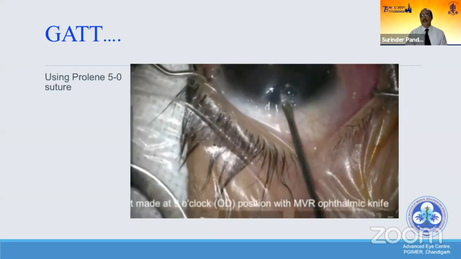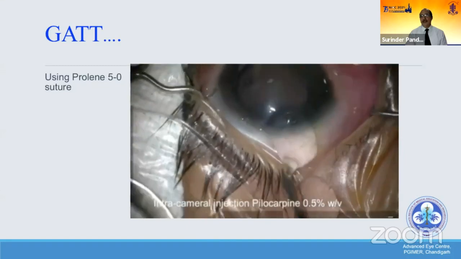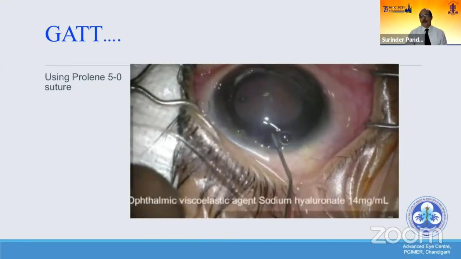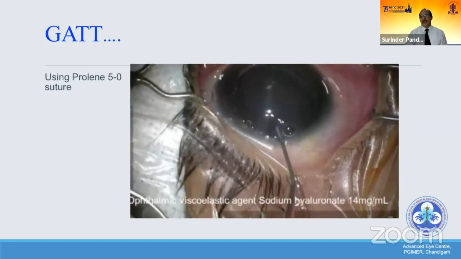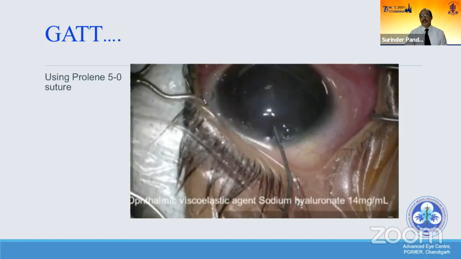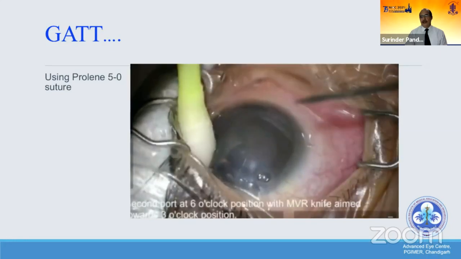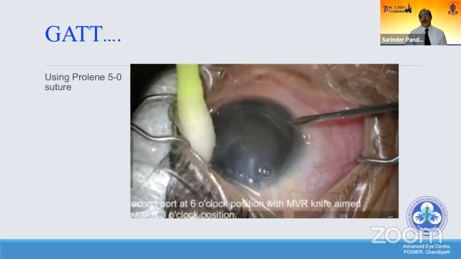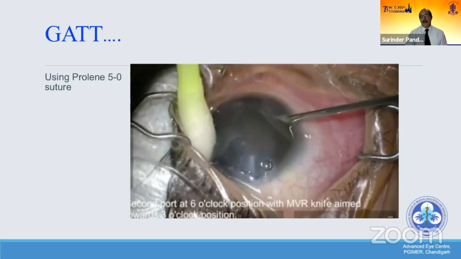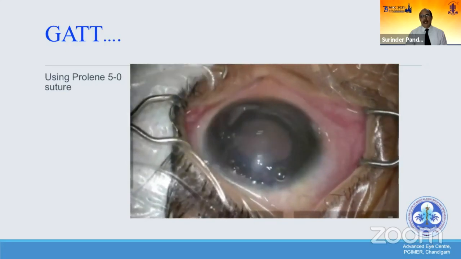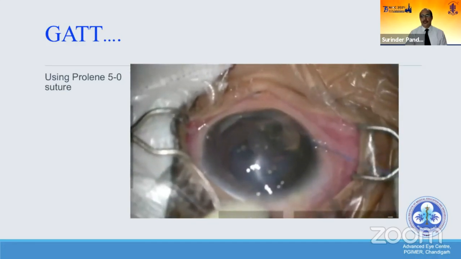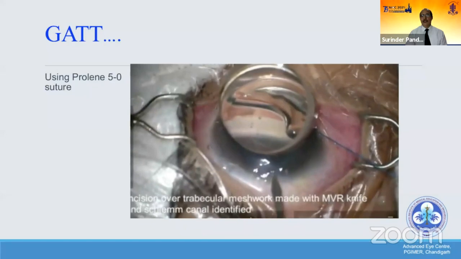You don't need a big incision. An MVR knife incision of about 1 millimeter is enough. Also inject some pilocarpine to constrict the pupil, and then inject a viscoelastic to maintain the anterior chamber. Then you make another port about 90 degrees up using the MVR knife again, and leave that Prolene suture through the second port inside.